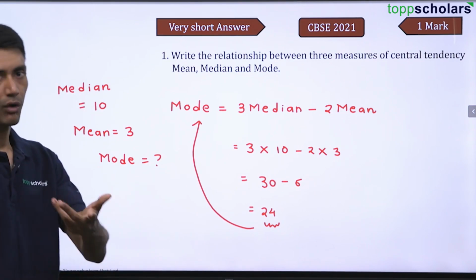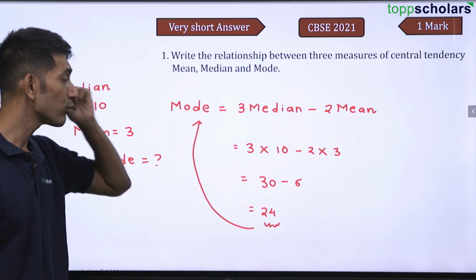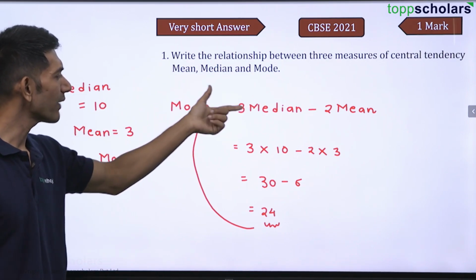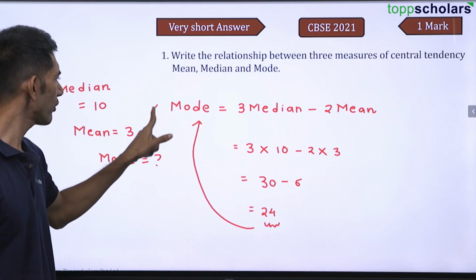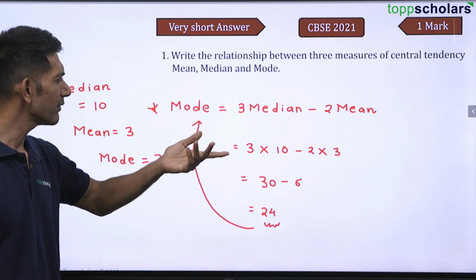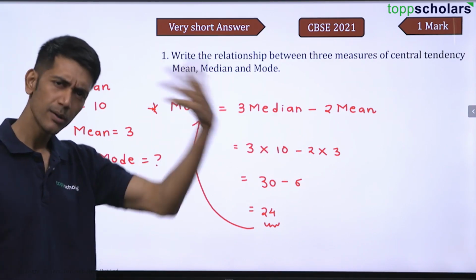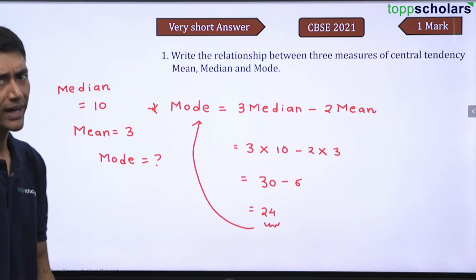Or else, obviously, they can also give you median and mode, find out mean. They can also give you mean and mode, find out median. That's your choice. So this is the formula. If you want to write it down like this, you can write it down like this. There are multiple ways of writing it. 2 times mean is equal to 3 times median minus mode. That is also one of the ways of writing it.